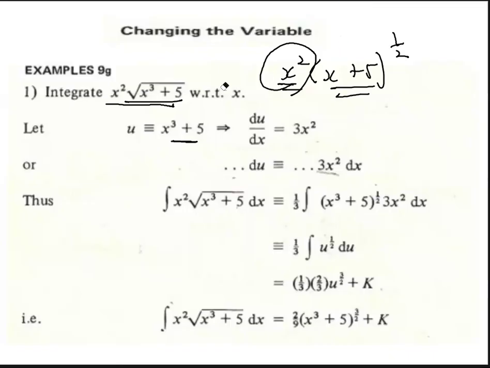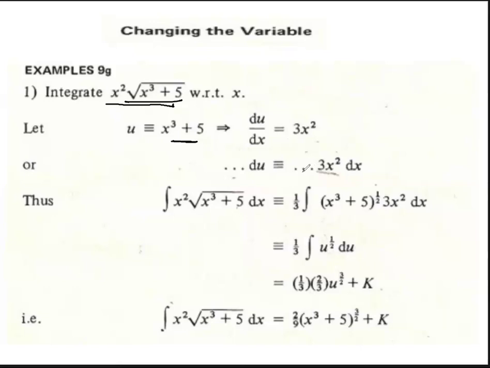I'm going to erase all of this. I just want to show you what they do. All right. So down here, they take this here, right? They take this down here. And they divide both sides by 3x squared, right? So you have du over 3x squared is equal to dx, right?